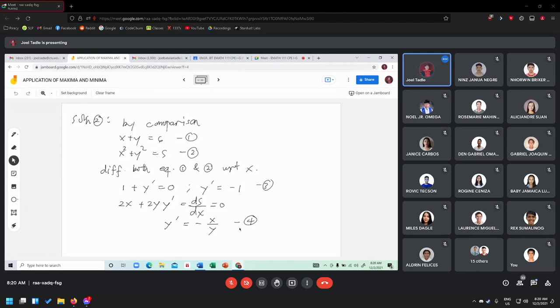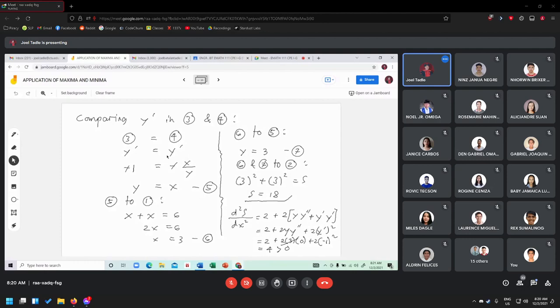Then compare equation 3 and equation 4. Y prime is equal to y prime. Therefore, we have positive 1 equals positive x over y. The negative sign cancels out. So therefore, our y is equal to x.